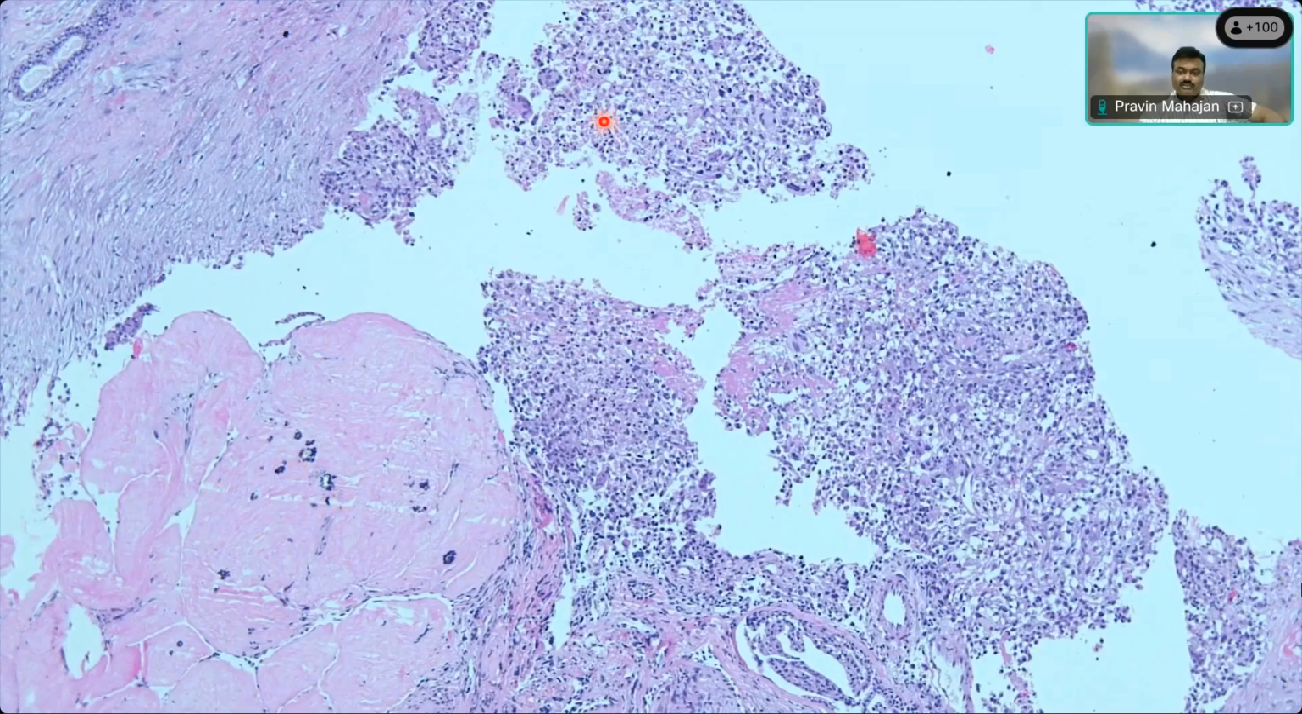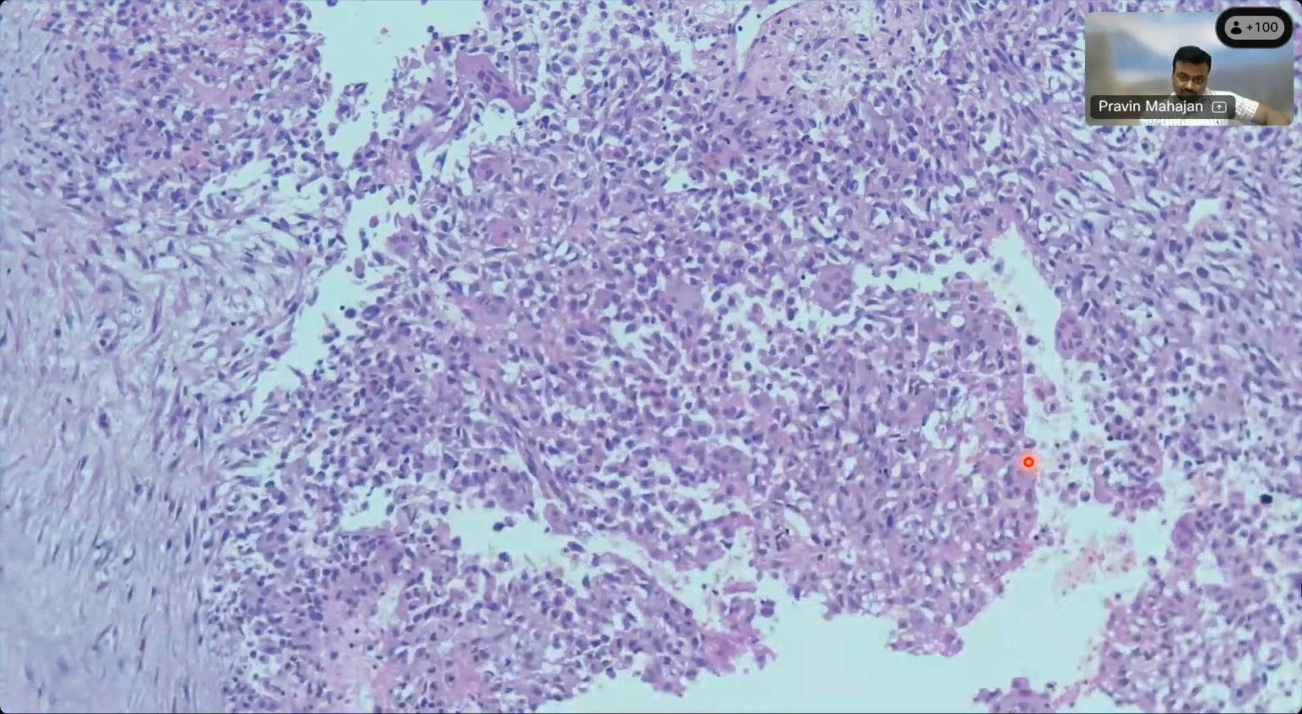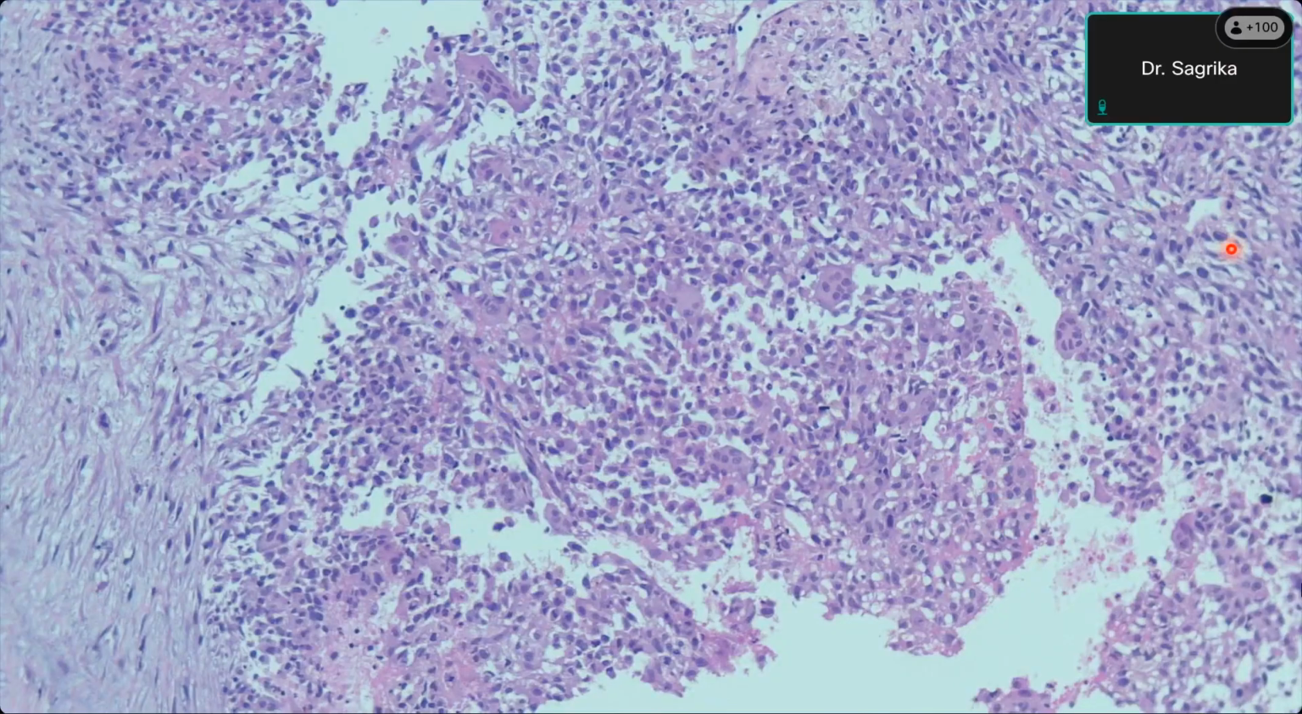And then you have this tumor here, which is cellular looking. You go on high power, there is definite epithelioid to some spindle cell morphology in some areas.